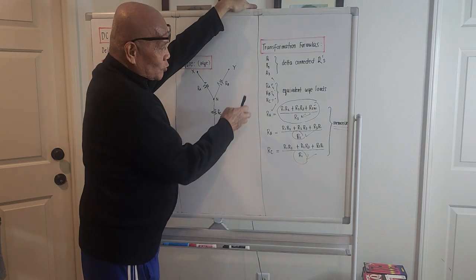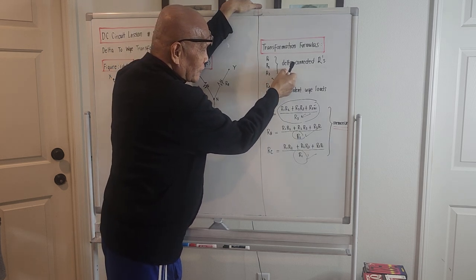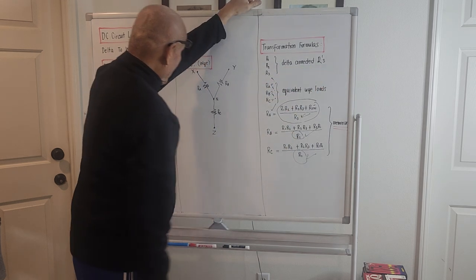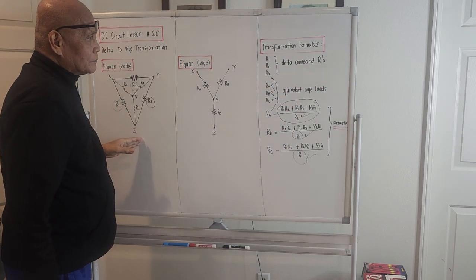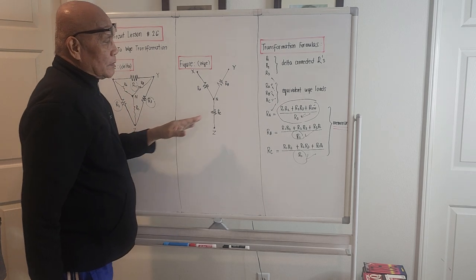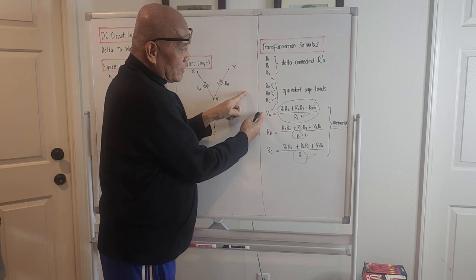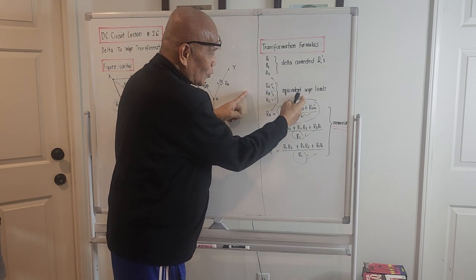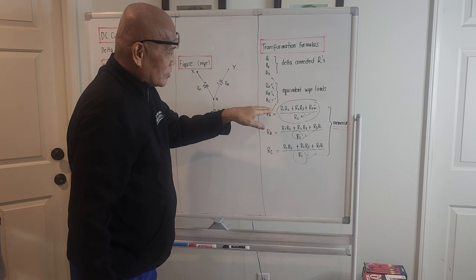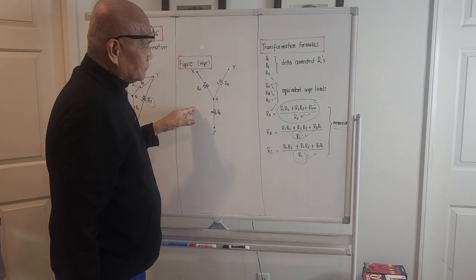The designations will be R1, R2, and R3. And these are the delta connected R's, meaning the first figure. R1, R2, and R3. The next one will be RA, RB, and RC. And these are the equivalent Y loads. So this equivalent here refers to figure number 2.